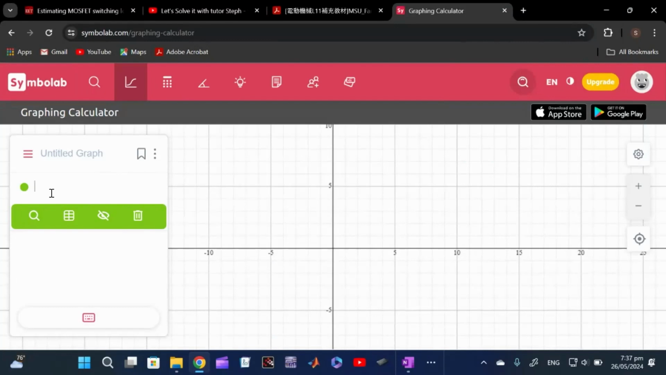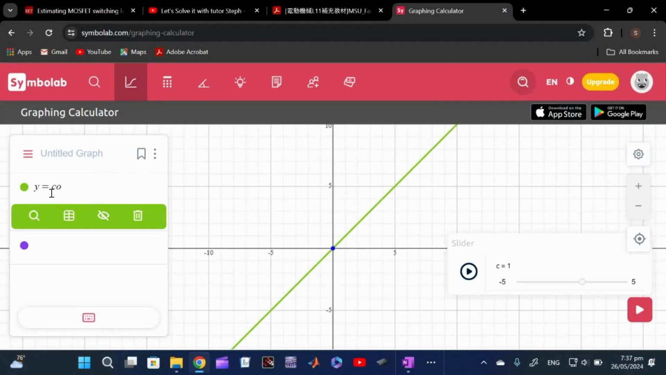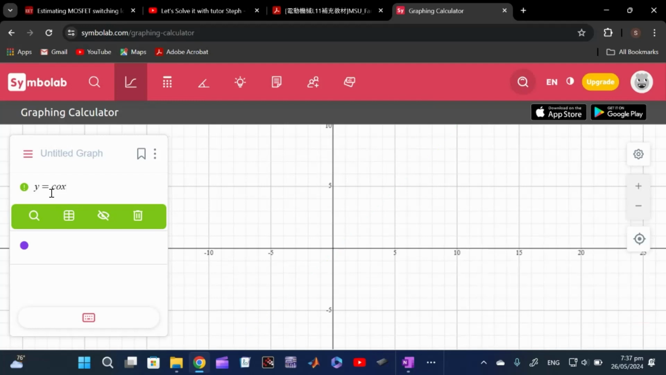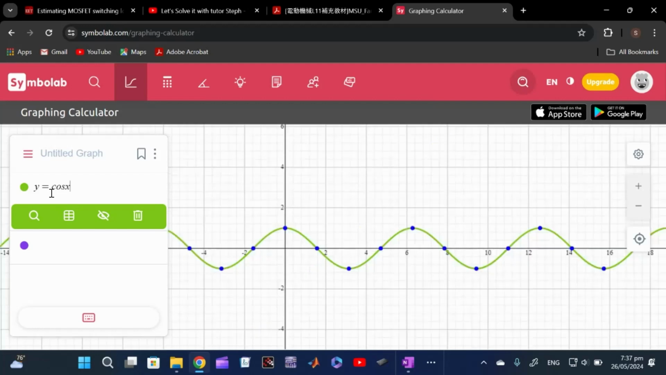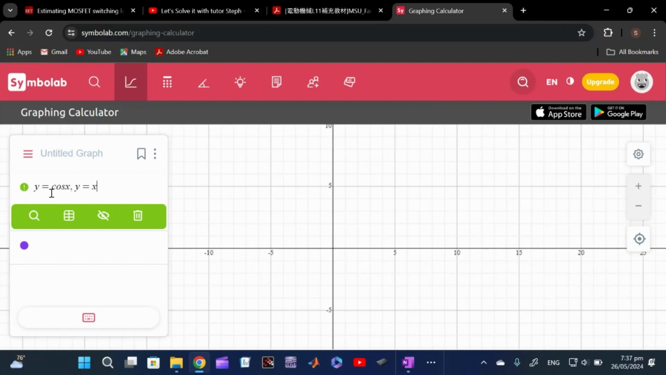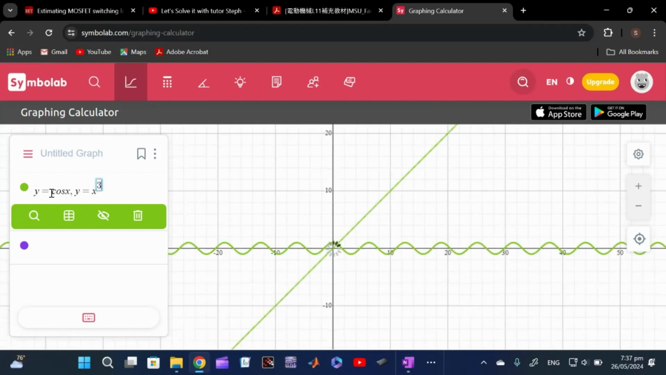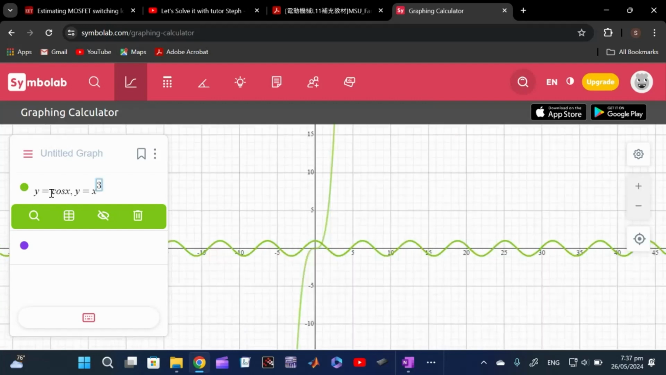Hello. Are you able to see the screen that I'm sharing now? Yes. y is equal to x cos x, and also another one, y is equal to x cubed, right? So you see where those two are meeting, right? x cubed minus 1.